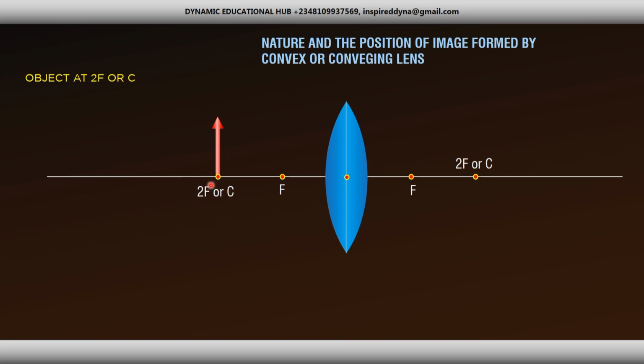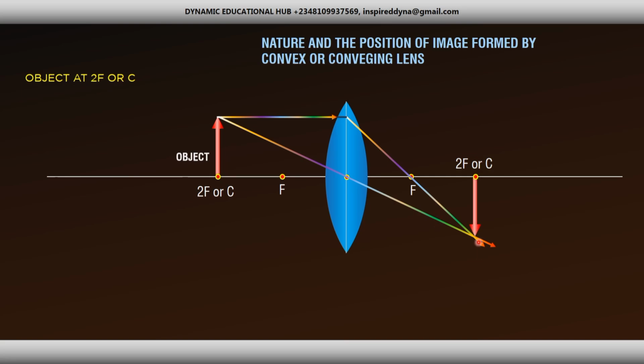Okay, let's have an object placed at C or 2F. When the object is placed at C or 2F, now let's draw the ray. The ray will come and converge here. The ray will also intersect like this. Now the image will be formed at what? At 2F or C at the other side. So the image is formed at the other side as well.